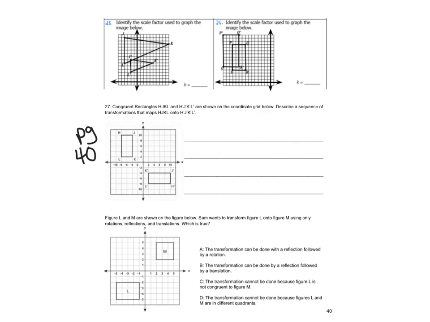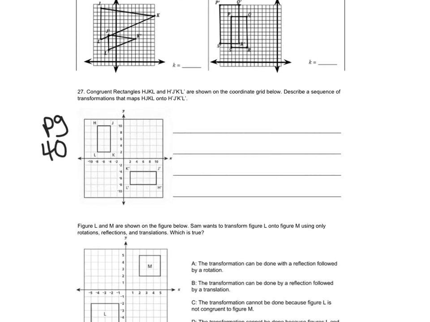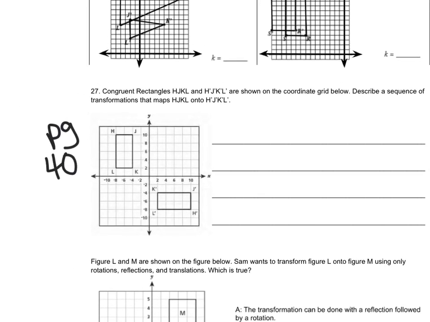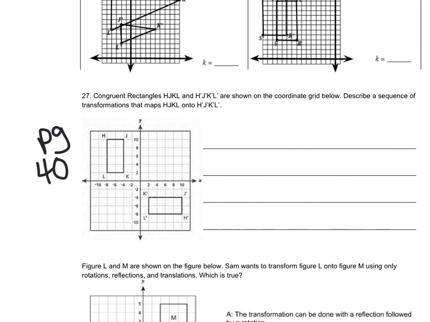This is question 27 on your transformation study guide. It says congruent rectangles HJKL and H prime, J prime, K prime, and L prime are shown on the coordinate grid below. Describe a sequence of transformations that maps HJKL onto H prime, J prime, K prime, L prime. So we are starting here and going to the prime rectangle.